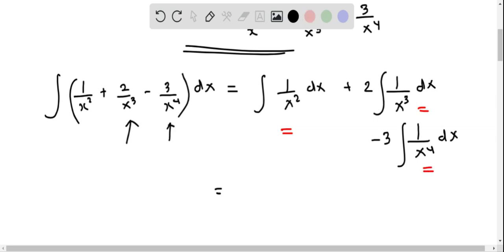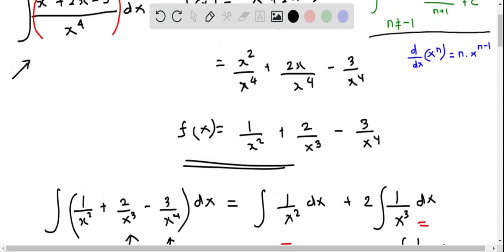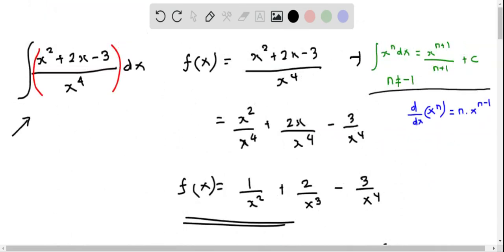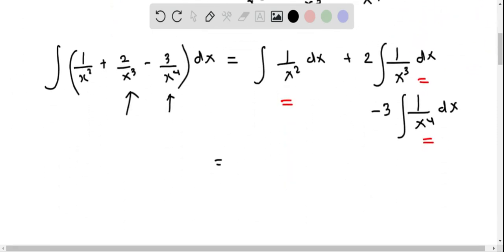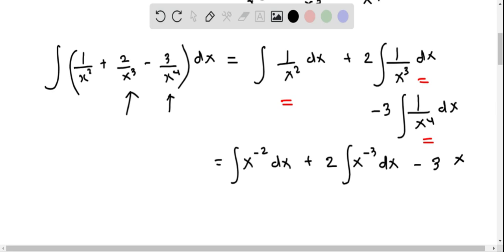So first I'm going to write this in a better form so that I can apply the power rule of integration, that is this rule. For that it has to be in the form of x raised to the power of some n. Here it is in the form of a rational function. So 1 by x squared can be written as x raised to the power of minus 2. So I write it like this. Similarly, 1 by x cubed can be written as x raised to the power of minus 3. And then I have minus 3 times 1 by x power 4, which can be written as x raised to the power of minus 4 dx.